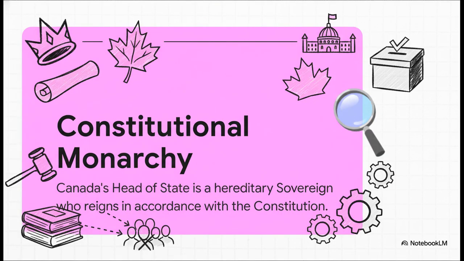So what on earth does constitutional monarchy actually mean? This is a really vital concept. It means that the king is our official head of state, but, and this is the most important part, his power is strictly limited by the Constitution. You could say he reigns, but he doesn't rule. The real power to make decisions every day belongs to the people we elect. It's a really clear separation between the symbolic head and the actual political leadership.